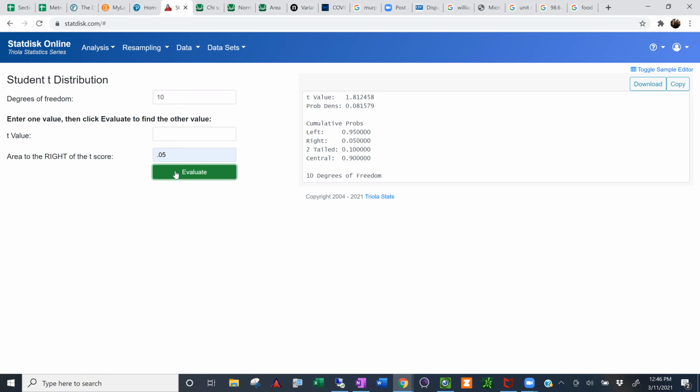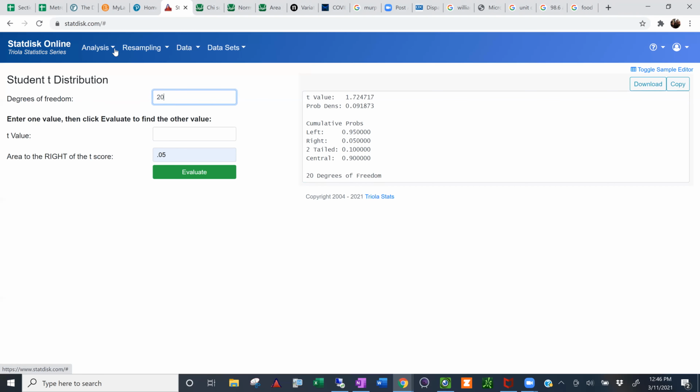So about 1.812 when you have 10 degrees of freedom. And then finally at 20 degrees of freedom, 1.725. Okay, and it's progressively getting smaller. That's fine. Now we said that we can compare this to the normal distribution. When the degrees of freedom is pretty high, then this is looking more and more like a normal distribution. So let's find that value from the normal distribution.